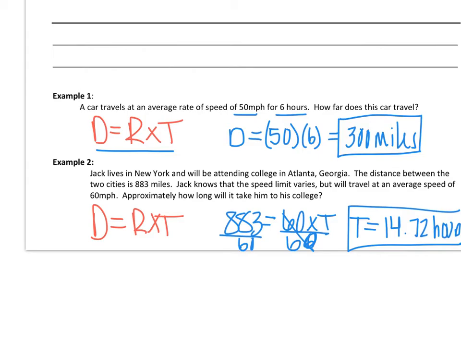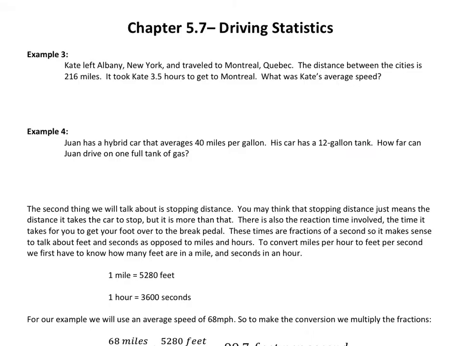Now on to the next page. So on example 3, it says Kate left Albany, New York, and traveled to Montreal, Quebec. The distance between the cities is 216 miles. If it took Kate 3.5 hours to get to Montreal, what was Kate's average speed? Again, another variation of the same function, D equals R times T, where it gives us the distance of 216 miles, but this time, instead of giving us the rate, it actually gives us the time.